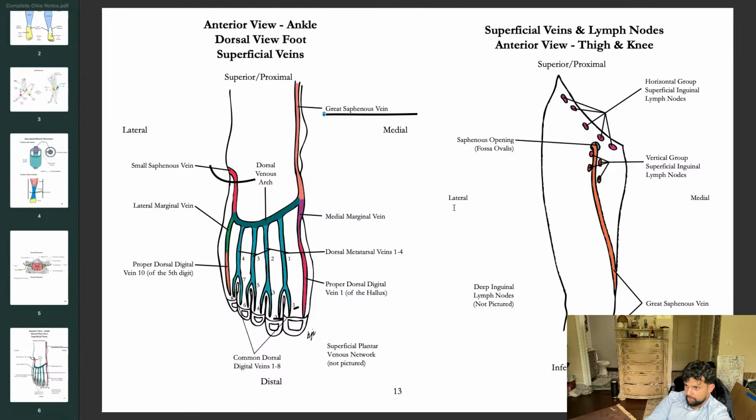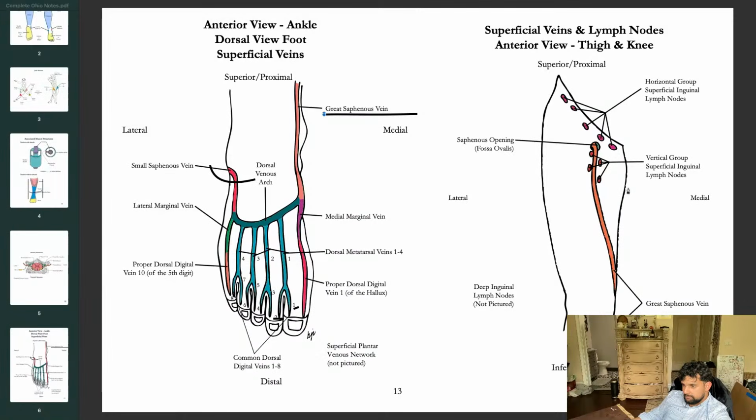Now, let's just do a quick review of this right here. Vertical group superficial inguinal lymph nodes. You're going to have draining everything the great saphenous vein drains. Now, someone has inguinal lymphadenopathy, right? And they have a puncture wound to the medial dorsal second toe. Now, why do you see inguinal lymphadenopathy?